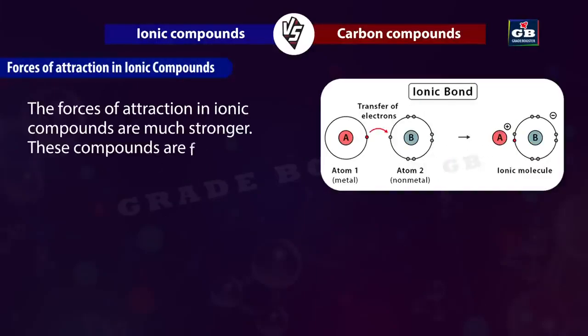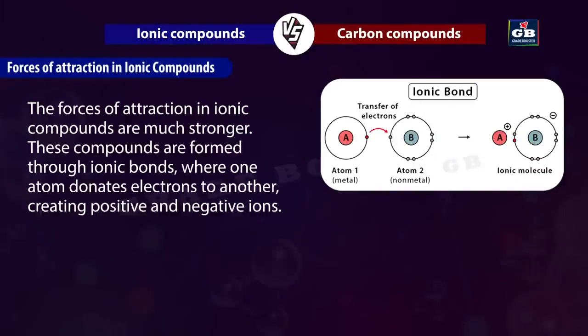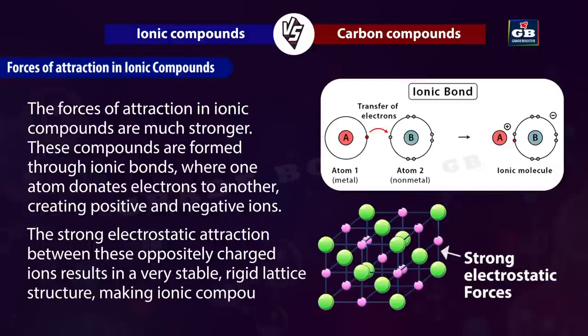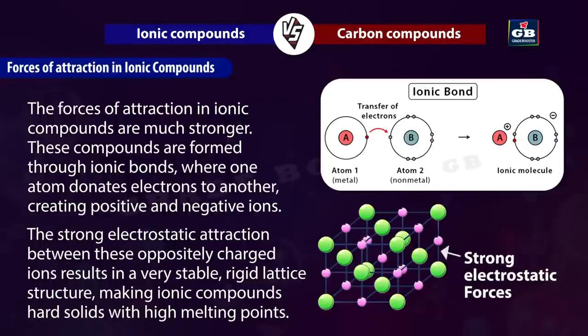The forces of attraction in ionic compounds are much stronger. These compounds are formed through ionic bonds, where one atom donates electrons to another, creating positive and negative ions. The strong electrostatic attraction between these oppositely charged ions results in a very stable, rigid lattice structure, making ionic compounds hard solids with high melting points.